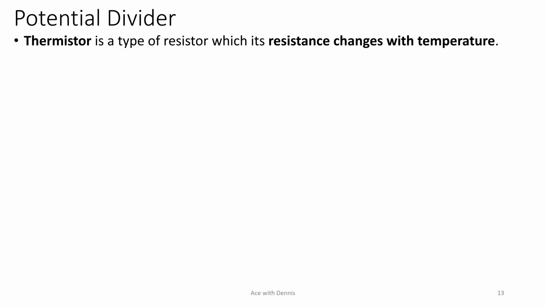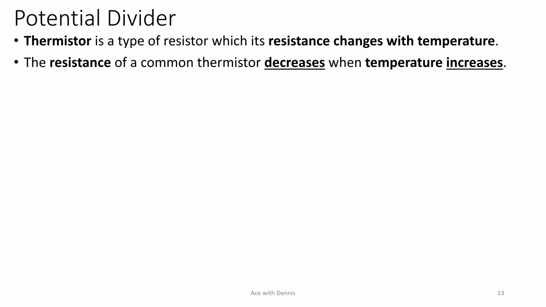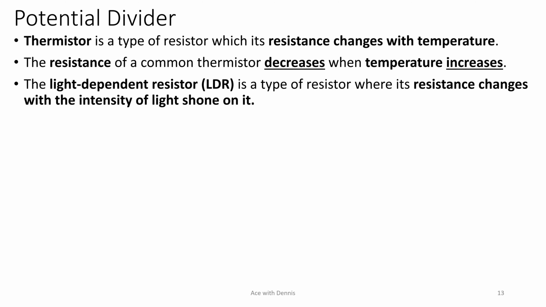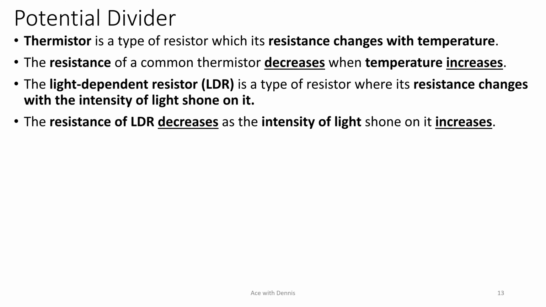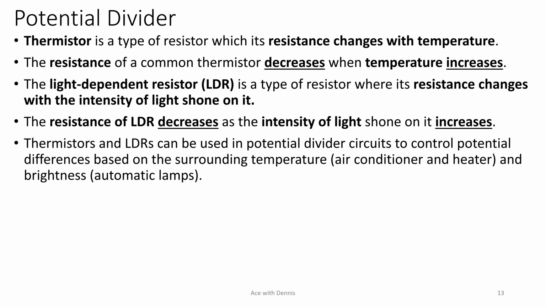Thermistor is a type of resistor whose resistance changes with temperature. The resistance of a common thermistor decreases when temperature increases. The light-dependent resistor, or LDR, is a type of resistor whose resistance changes with the intensity of light shown on it. The resistance of an LDR decreases as the intensity of light shown on it increases.